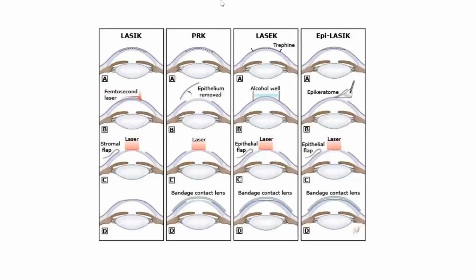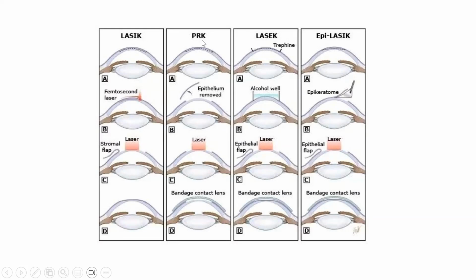Coming to the basics of the surgeries that we perform, it can be beautifully seen by this diagram. In LASIK, we create a flap either by the femtosecond laser or the microkeratome, we lift up the flap, excimer laser is applied onto the anterior surface of cornea, and the flap is repositioned. There is no need for a bandage contact lens.